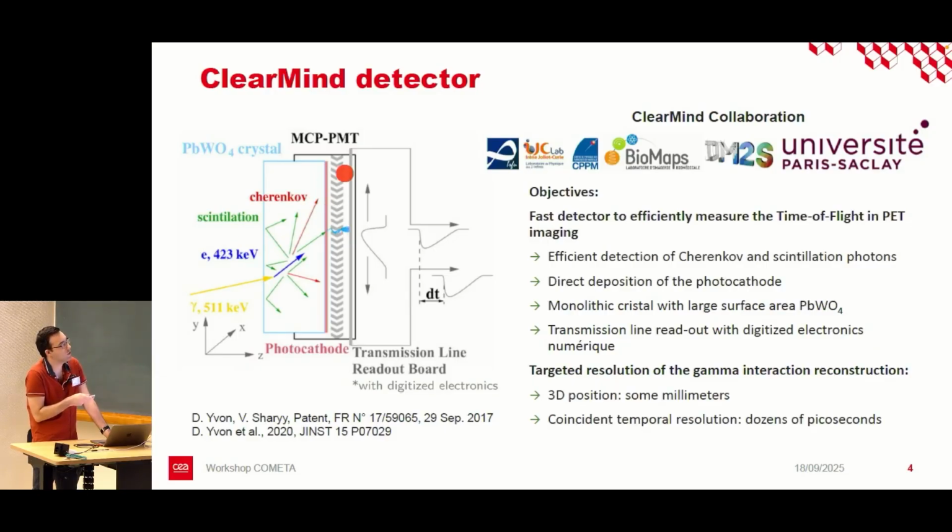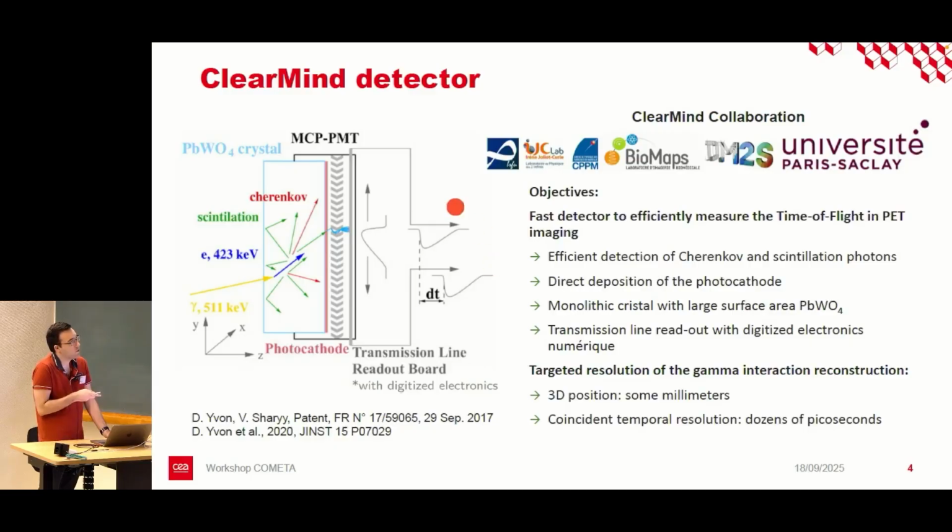And all of these photons are optical photons. They are detected using a specific photocathode, and it produces signals that are then acquired by the detector. So by using this fast photon, we are able to have a correct datation of the interaction. And the scintillation photons also bring information to obtain the other properties, the position and also the energy. So as I said, the targeted resolution of gamma interaction reconstruction inside the detector would be some millimeters, and then to obtain a coincident temporal resolution of dozens of picoseconds.